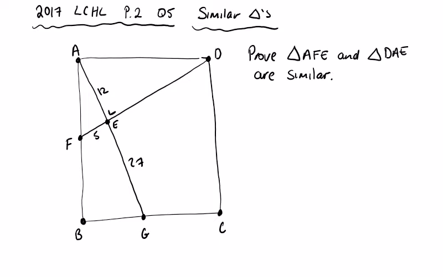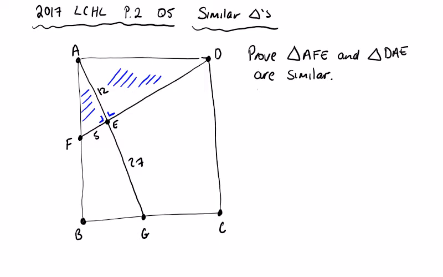So FD perpendicular to AG. This wasn't given to you. That right angle wasn't on the diagram, so let's just do it in a different color. So these two have to be right angles. And we're asked to prove that AFE, you can see that triangle here, and DAE, which is this big one here, are similar, which is another word for equiangular.